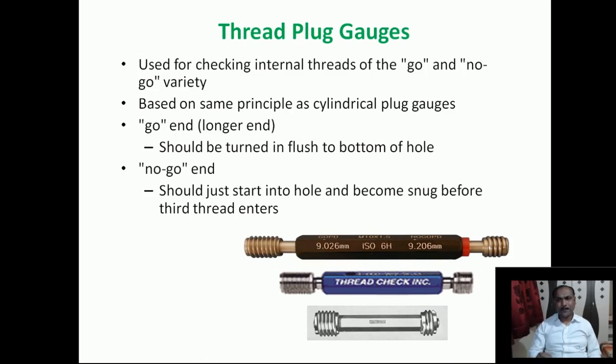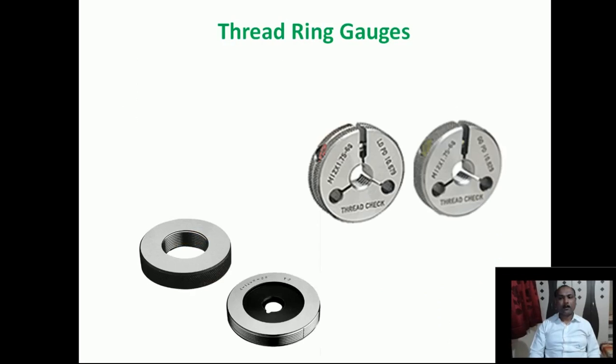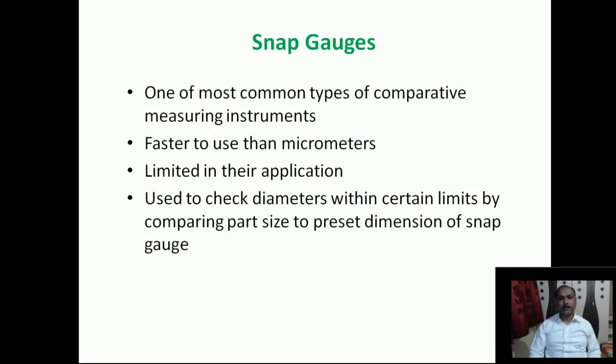These similar principles can be used for checking of the threads. So instead of measuring the thread parameters, we can just use the go and no go thread gauges, and we can check whether the threads which you have manufactured are within the limits or not. Or we can use the thread ring gauges to check the dimensions of the internal and external threads.